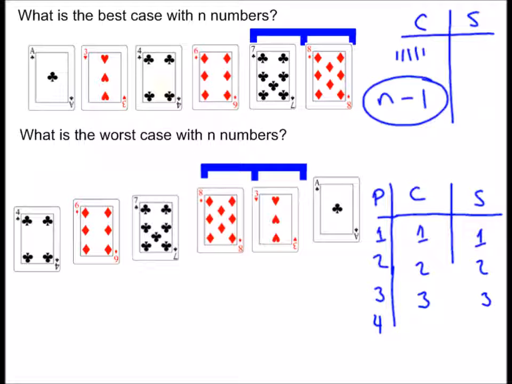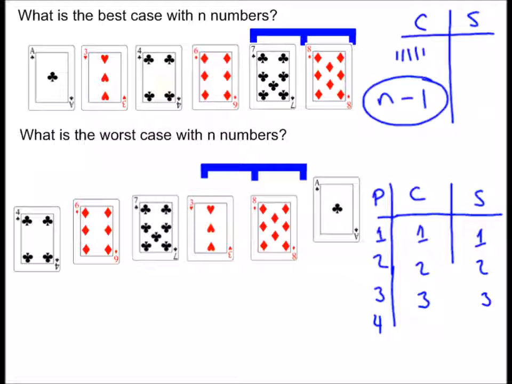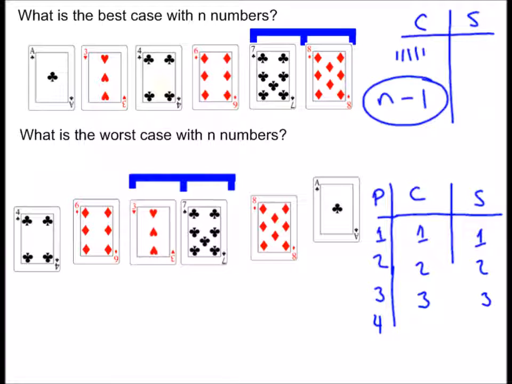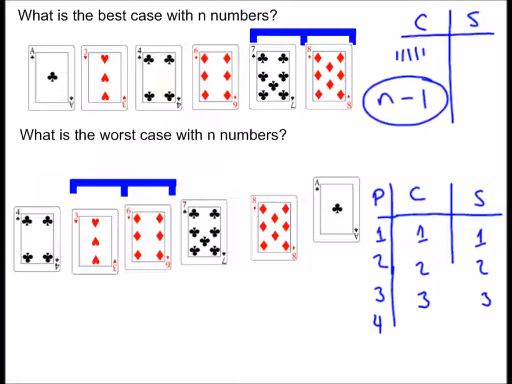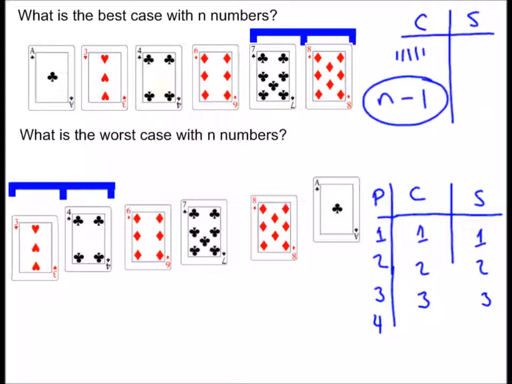Pass 4, I compare my 3 and my 8, and I swap my 3 and my 8. Then I compare my 3 and my 7, and I swap my 3 and my 7. I compare my 6 and my 3, and I swap my 6 and my 3. I compare my 3 and my 4, and I swap my 3 and my 4. So that was 4 comparisons and 4 swaps.